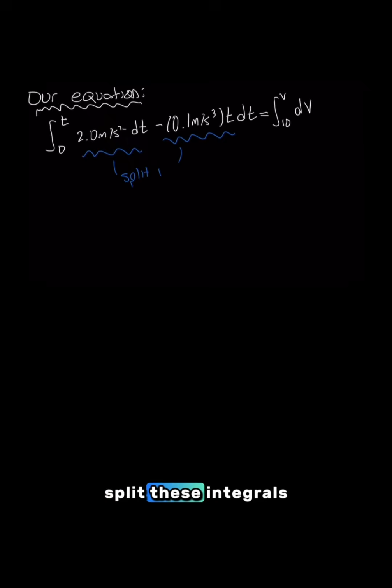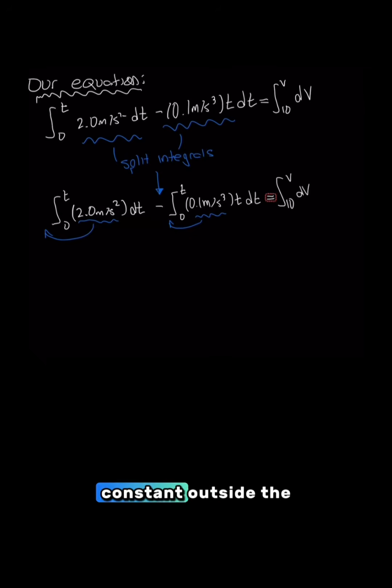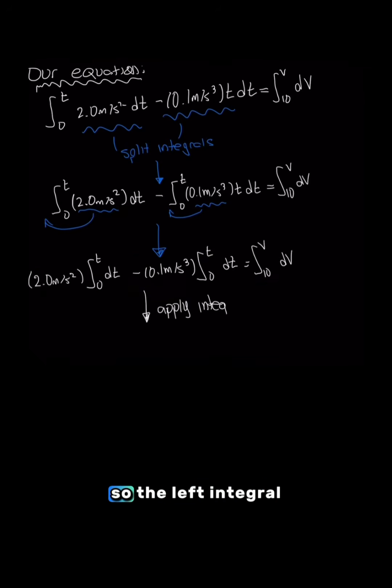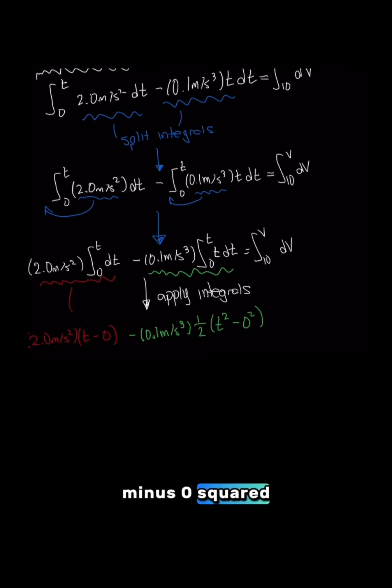And now we can split these integrals up, and if we do that, we get this expression, and we can simplify by bringing the constant outside the integral and compute the integrals here. So the left integral is just the integral of a constant, so we just get t minus 0 for that. And the second term is the integral of a power of t to the power of 1, so it's going to be equal to t squared minus 0 squared. And for the right term, it's also just a constant, so it's going to be v minus 10.